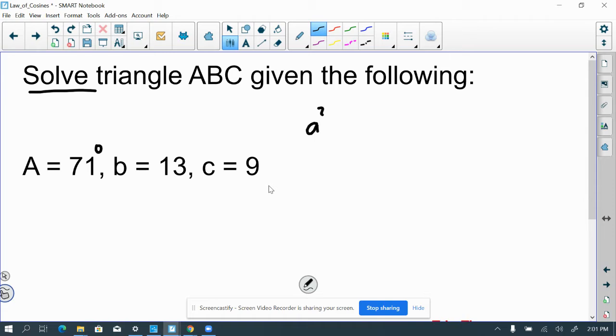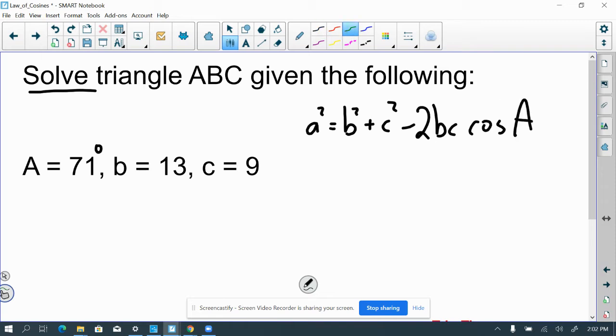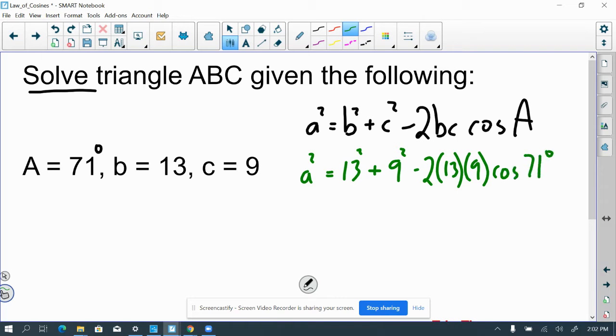A squared equals B squared plus C squared minus 2 times B times C times the cosine of A. Now plug in the knowns. I don't know A, but B is 13 squared, C is 9 squared, minus 2 times 13 times 9 times the cosine of 71 degrees.